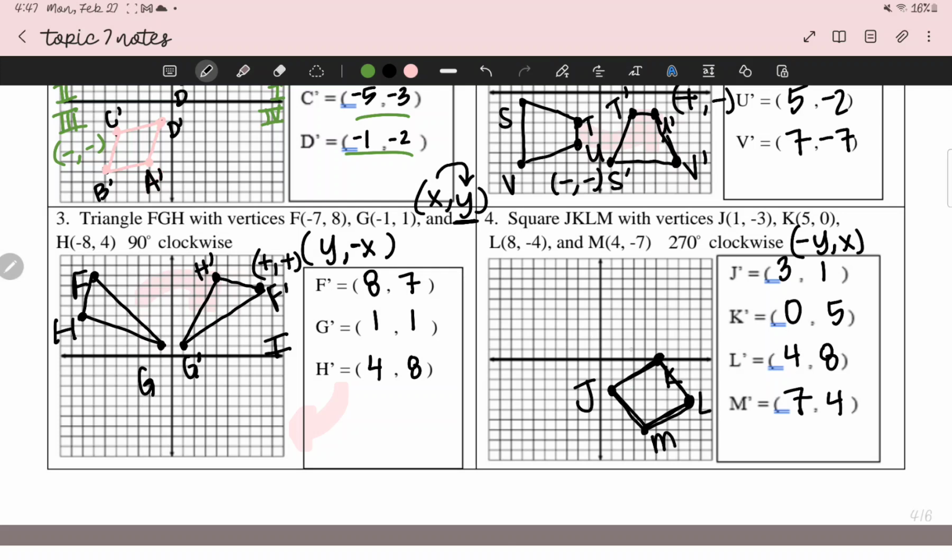The new square is going to be 3, 1 for J prime, 0, 5 for K prime, 4, 8 for L prime, and 7, 4 for M prime. All right, this looks good.